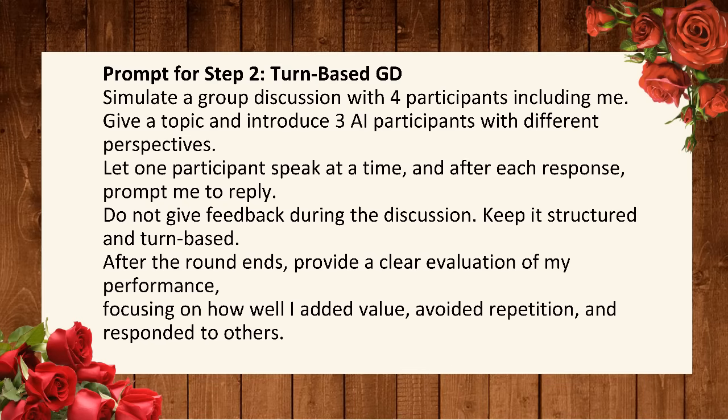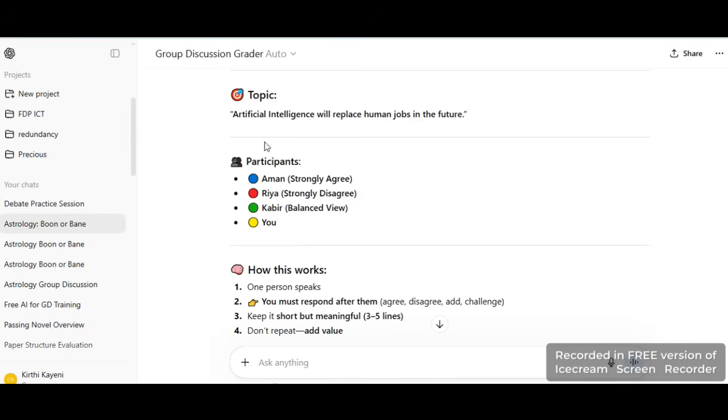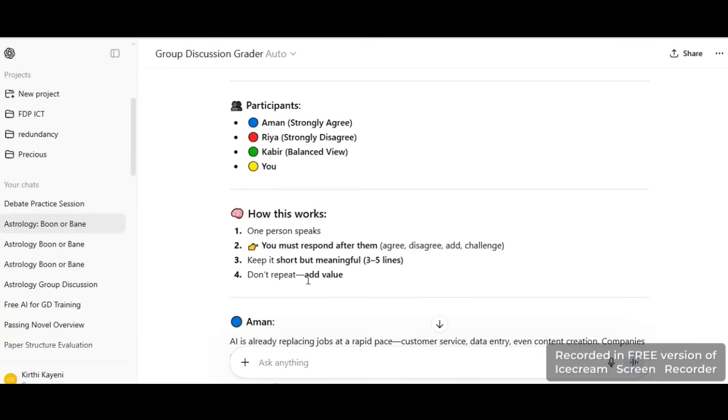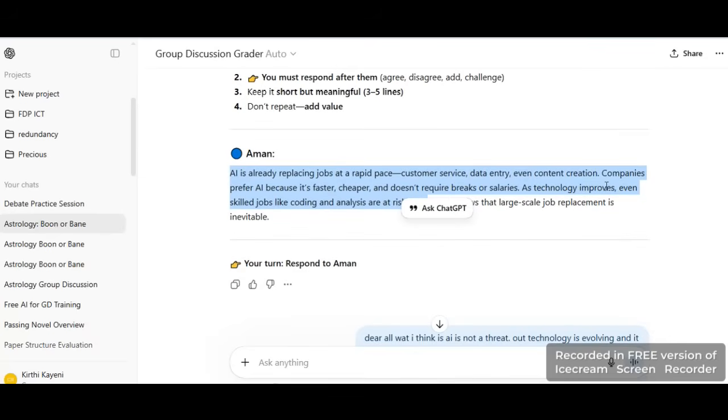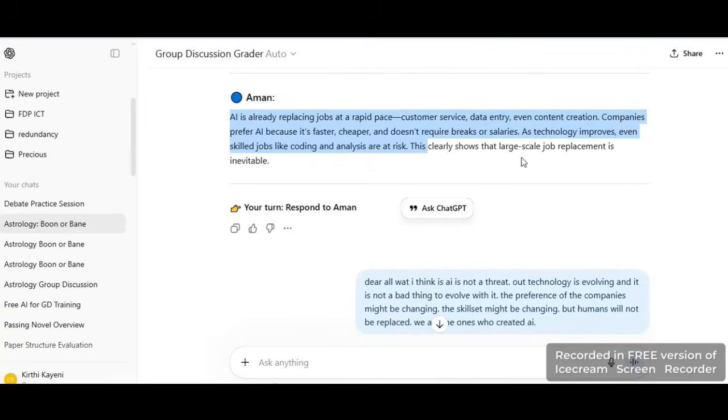Okay. So the topic is: artificial intelligence will replace human jobs in future. Now Aman is going to agree with it. Ria is going to strongly disagree. Kabir is going to give a balanced view. Now the chatbot has given the choice to me. I need to either agree, disagree, or go with a balanced view. After each person has given their point of view, you need to respond to it. You need to stick to your point. You have not yet fixed it.